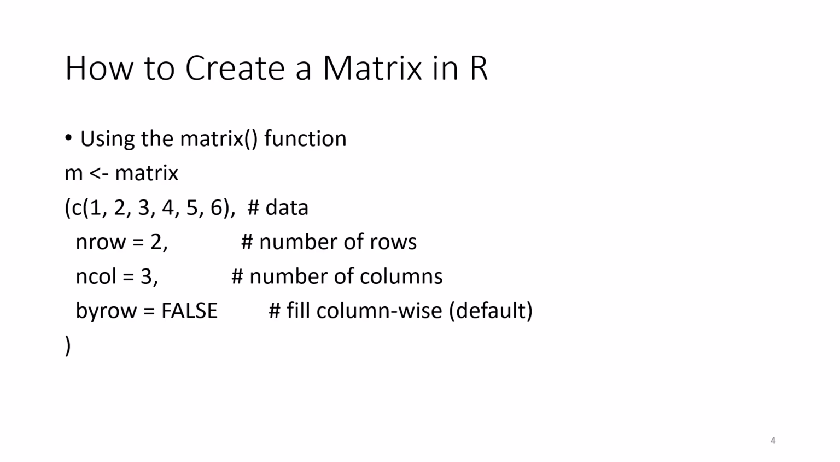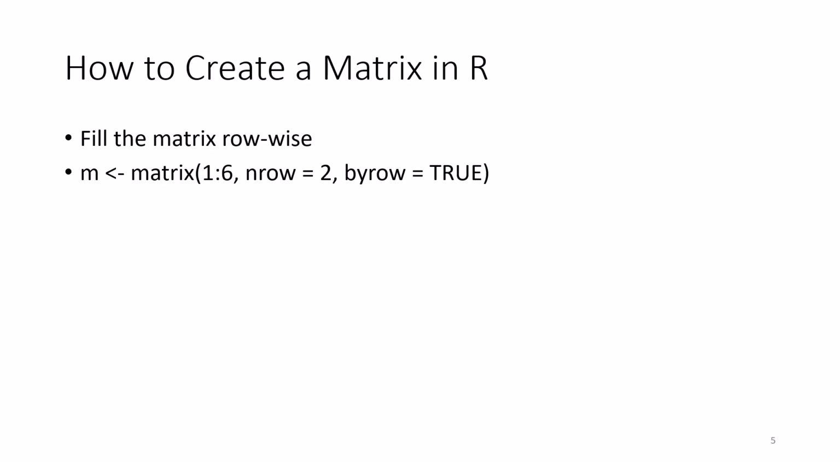We can create a matrix in R using the matrix function. Inside the function, we give the data first, followed by the number of rows and the number of columns we want. By default, R fills the matrix column wise. For example, when we write matrix(c(1, 2, 3, 4, 5, 6), nrow = 2, ncol = 3), R will arrange these 6 numbers into 2 rows and 3 columns, filling down each column first.